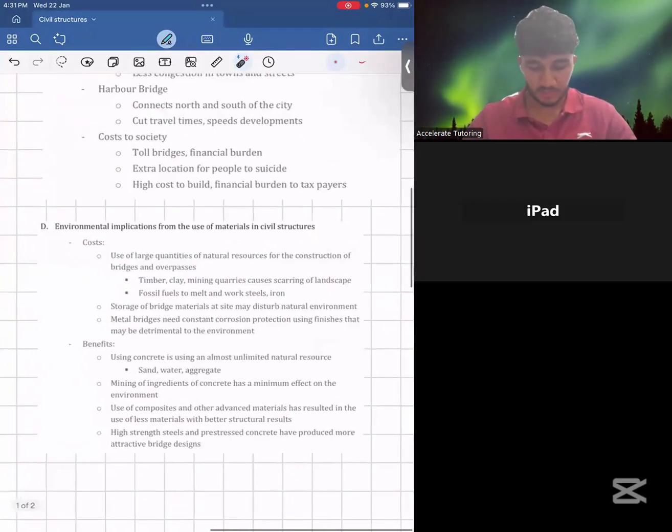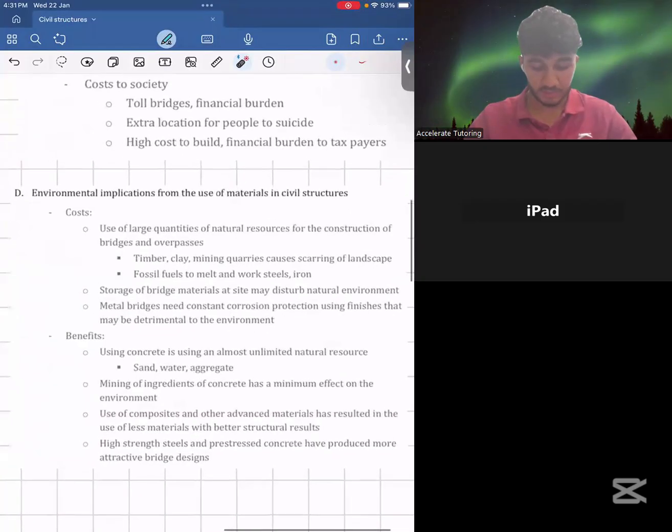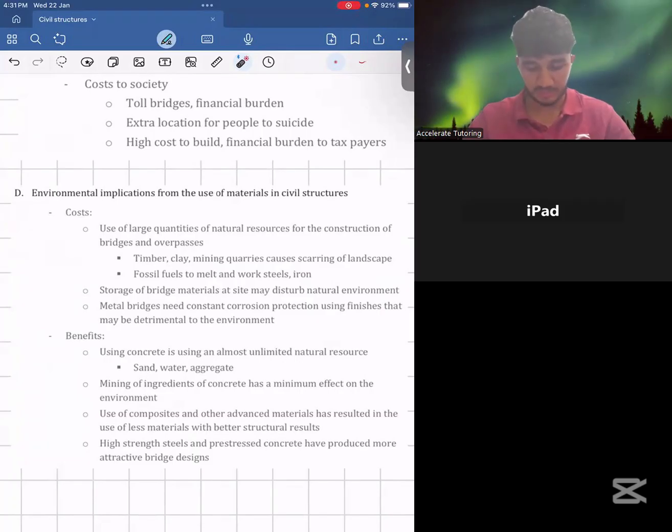Now let's look at the influence on the environment itself. So in regards to costs, use of large quantities of natural resources for the construction of bridges and overpasses. So for example, timber, clay, mining quarries causes scarring of landscape. Fossil fuels to melt and work steels, iron. So the fossil fuels obviously leads to global warming. Storage of bridge materials at site may disturb natural environment. It's another key cost that we have to think about.